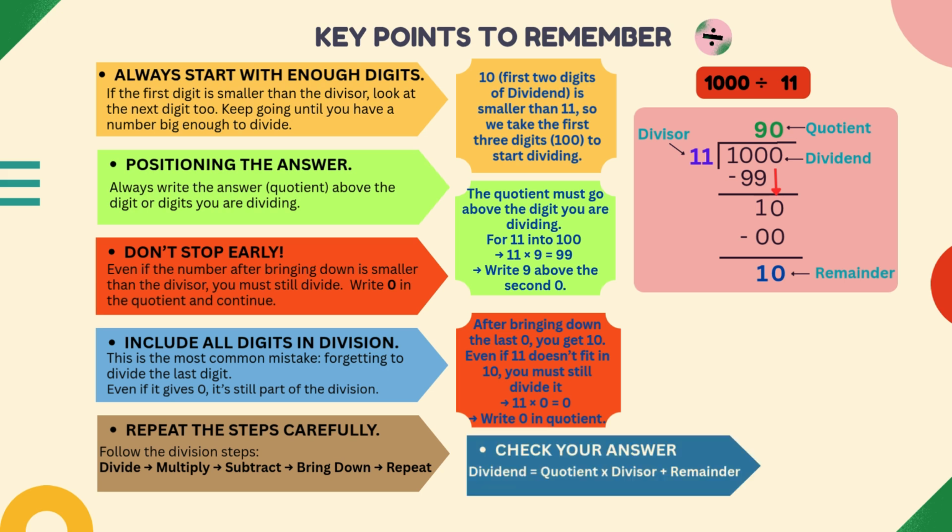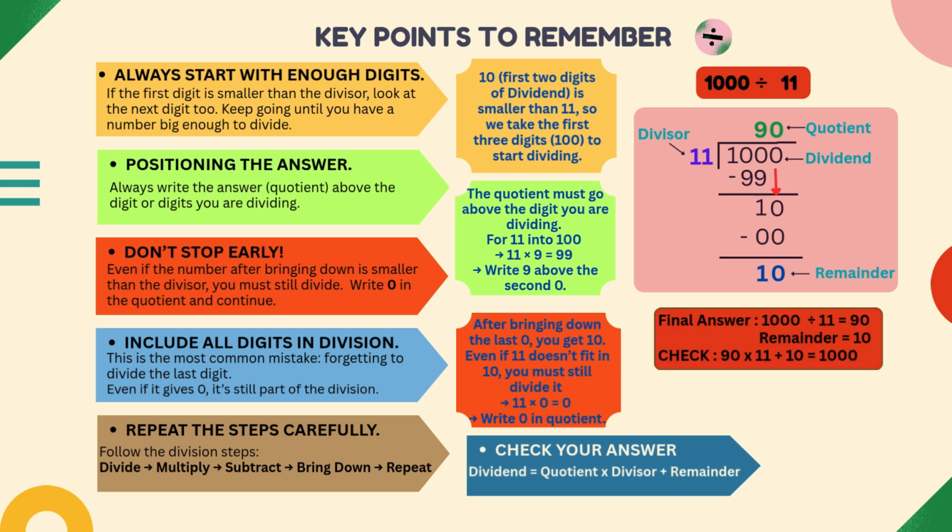And finally, we check the answer using the formula. Dividend is equal to quotient into divisor plus remainder. 90 into 11 equals 990. Adding remainder 10 gives us 1000, which is equal to our dividend. This shows that our division is correct. If you follow these steps, you will not go wrong in long division.